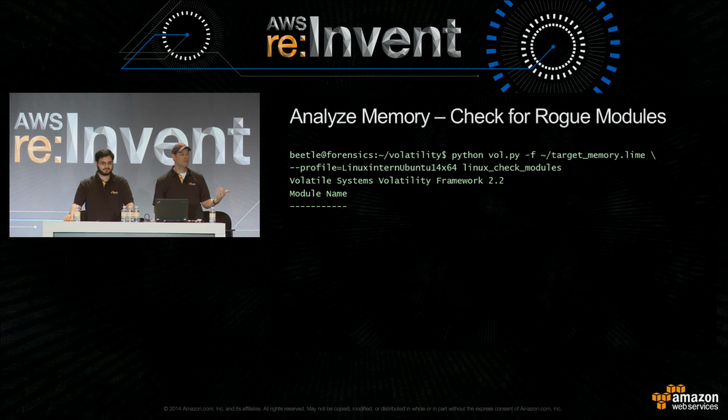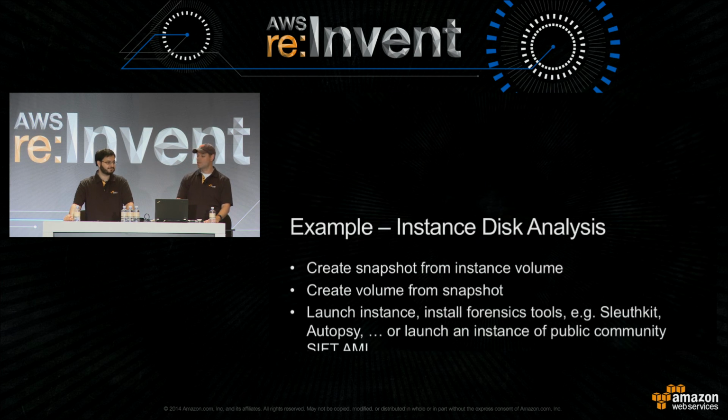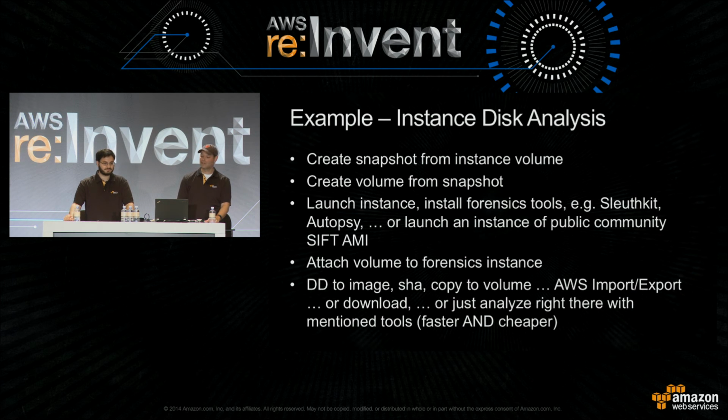We can also check for rogue modules. So Volatility has an example of looking for Linux kernel modules that would be associated with a rootkit. And in this case, we don't have any, so maybe the intern just made some mistakes and there hasn't been anything else going on. Now we can also do disk analysis.